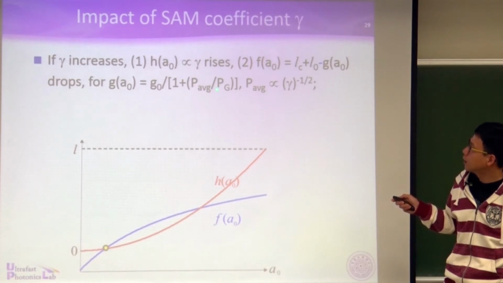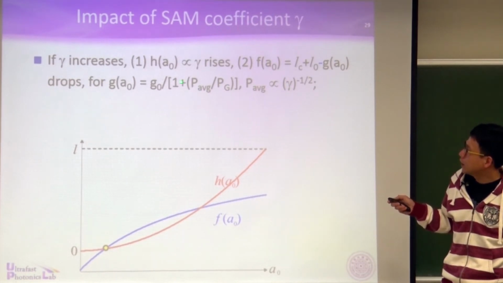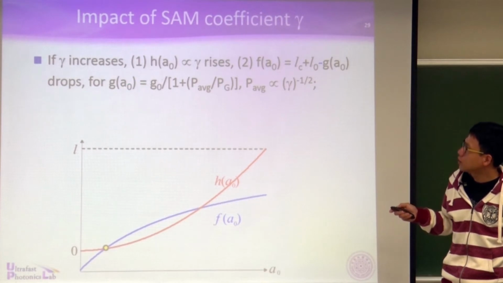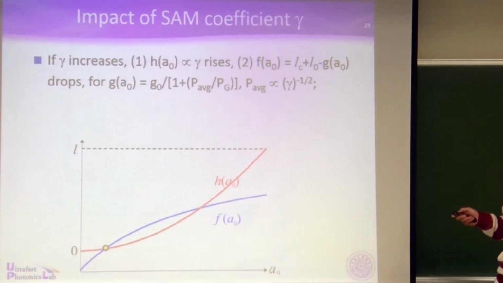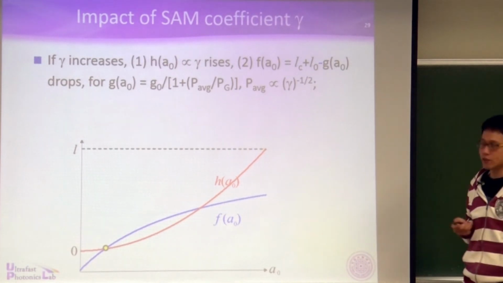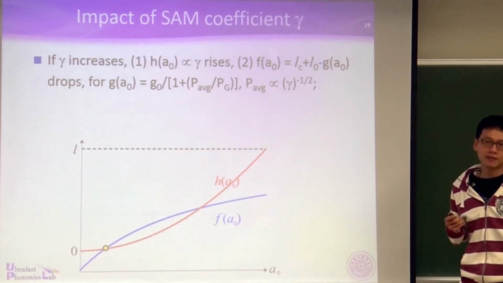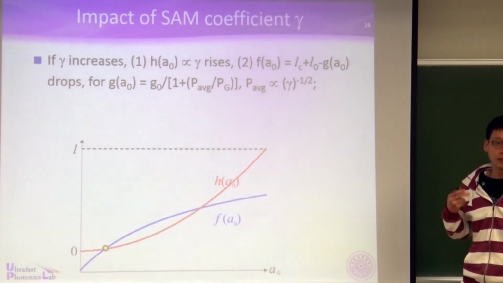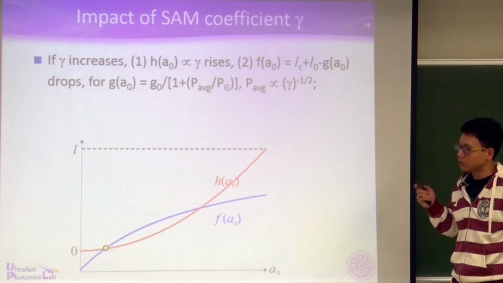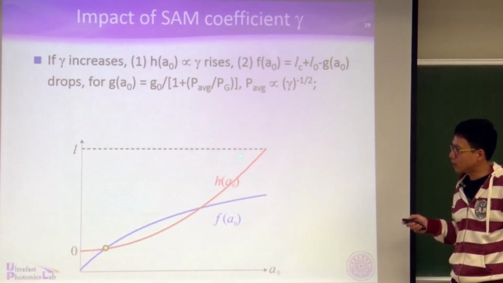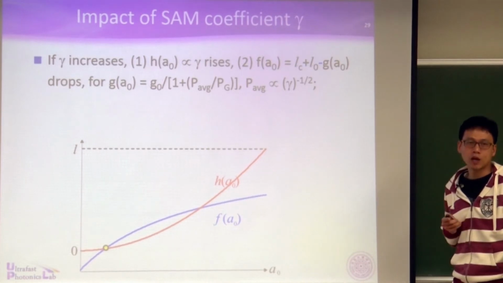Then your saturated gain G is bigger. But remember, there is a minus sign here. So a bigger G means a smaller F. So your F curve actually drops as the gamma coefficient increases. So the blue curve will drop. So the analysis is like this. If you increase gamma, the red one rises, the blue one drops.